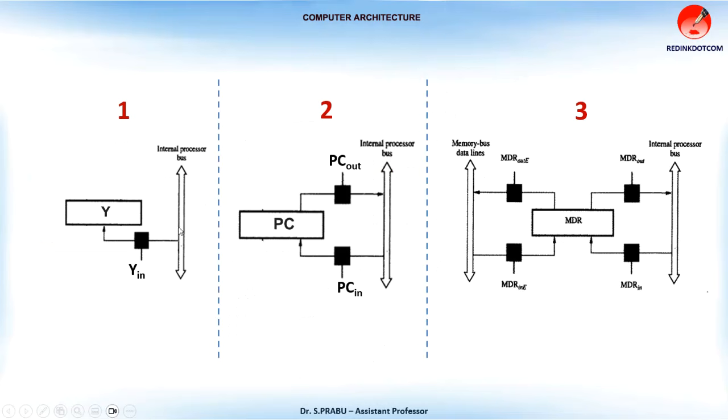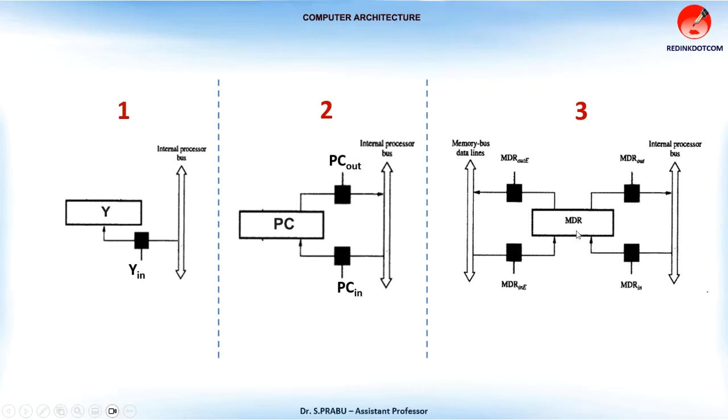In the first case, there is only one connection. It is the input signal. The register name is Y, so the name of this signal is called Yin. Suppose the register name is R1, the control signal name is R1in. In the second case, it contains both the input as well as output. The register name is program counter, so the input signal is called PCin and the output signal is called PCout.